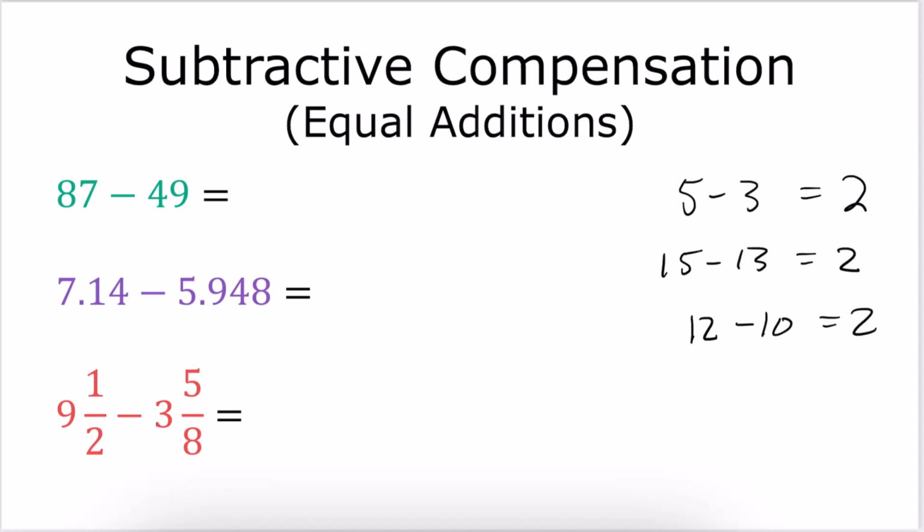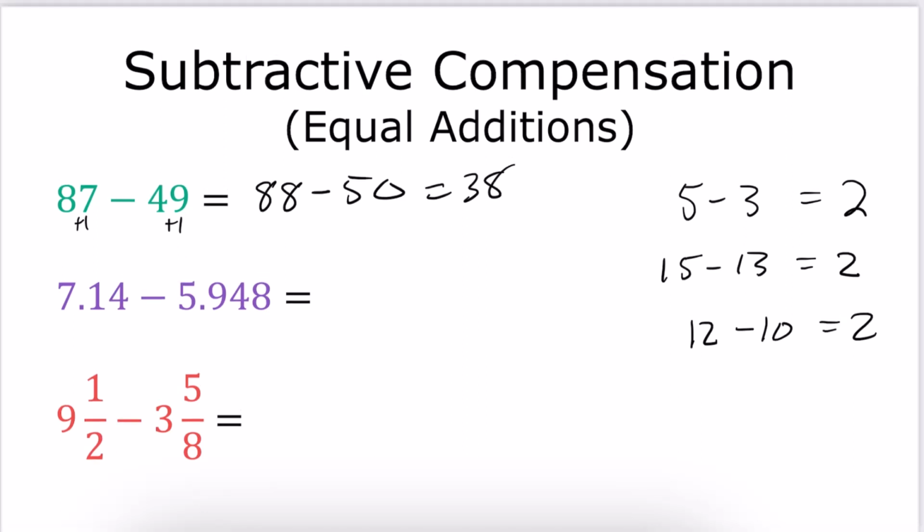And so, what you want to do is add something that makes it easy for you to calculate it. So, with whole numbers, it might look something like this, where you add 1 to both of these numbers because then you'll be solving 88 minus 50, which is really easy to answer. That's just 38. And then with decimals, you can do something similar and say, okay, well, what would make this number really easy to subtract? Well, if it was the number 6, that would make it really easy. So I'm going to add 2 thousandths to make the 8 plus 2 thousandths become 10 thousandths, which is 1 hundredth.